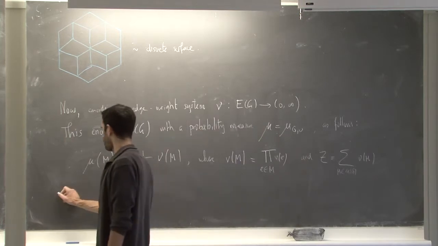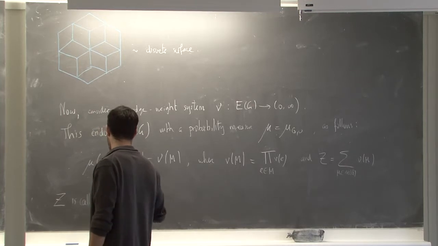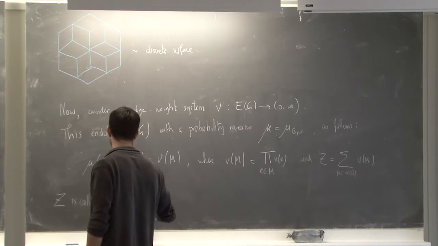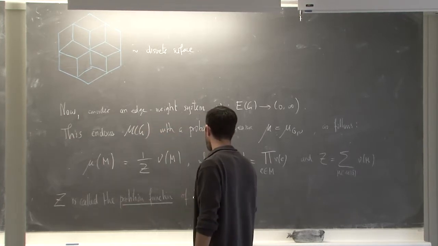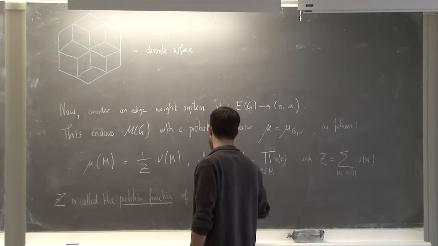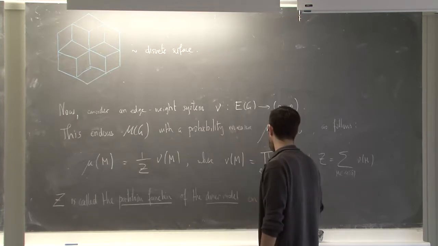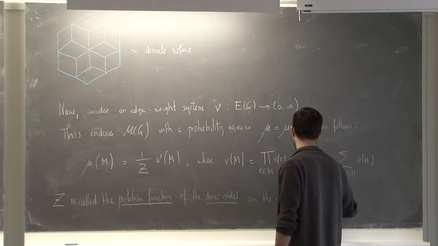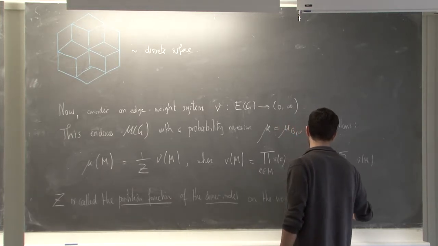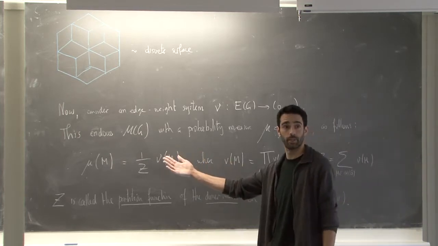Z, as you know, is called the partition function of the Dimer model on the weighted graph G nu. So the Dimer model is really the study of this measure here.